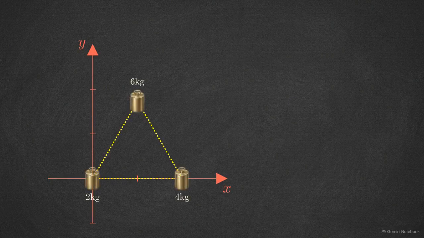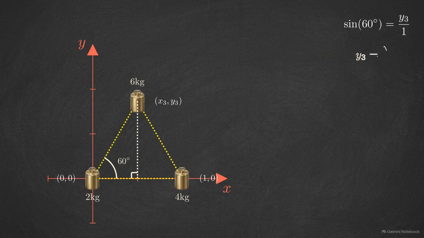The necessary first step is assigning strict Cartesian coordinates to each object. We set the 2 kilogram mass at the origin, 0, 0, placing the 4 kilogram mass at 1, 0. Finding the exact coordinate for the top 6 kilogram mass requires an extra step. By dropping a line down to create a right triangle, we can use basic 60-degree trigonometry to find its vertical height. Sine of 60 equals y over 1, which gives us an exact y coordinate of root 3 over 2.